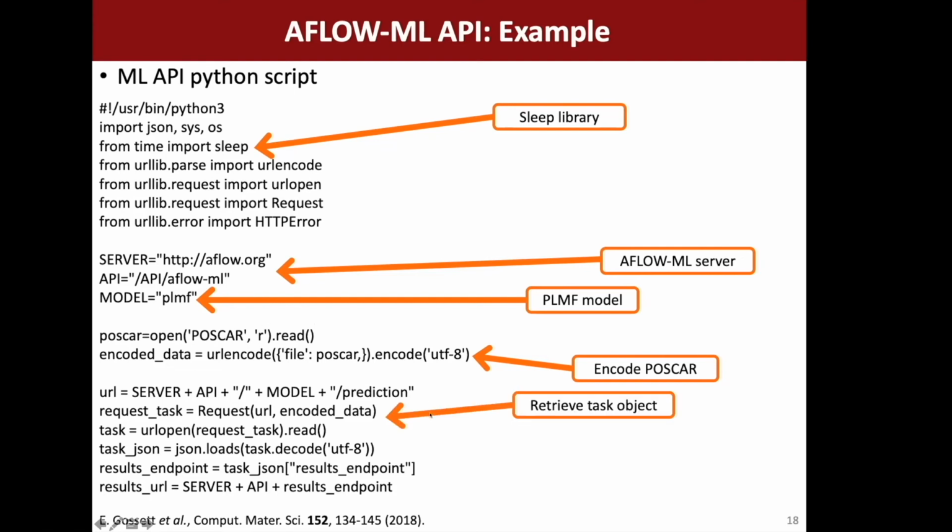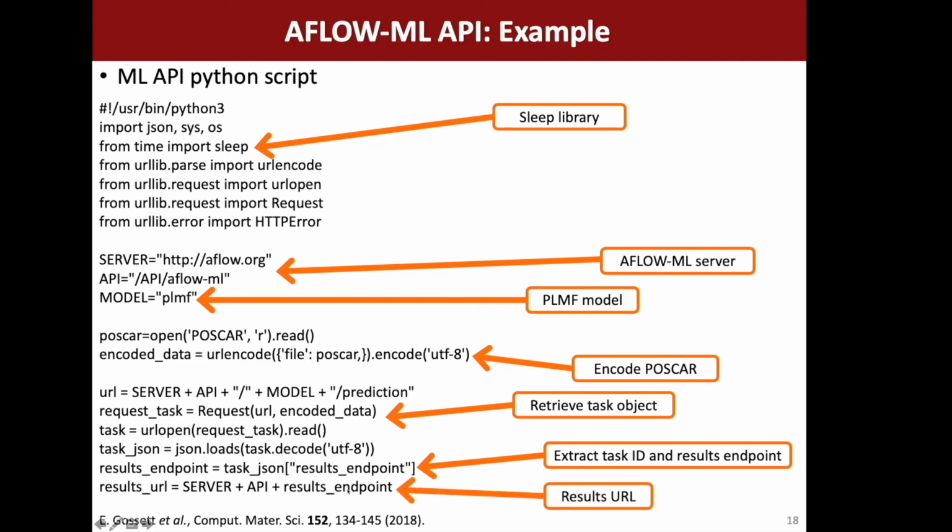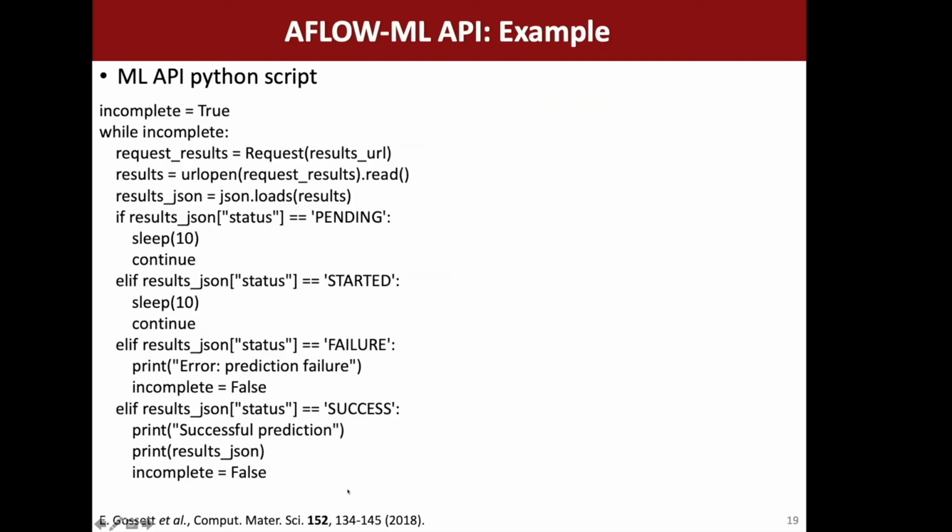Then you can retrieve the task object, extract the task ID and the results endpoint. So here we retrieve the task object, we then extract the task ID. Then we formulate this results endpoint by adding up the server, the API, and the results endpoint. Get the results URL. Then we basically query this results URL and we check the status.